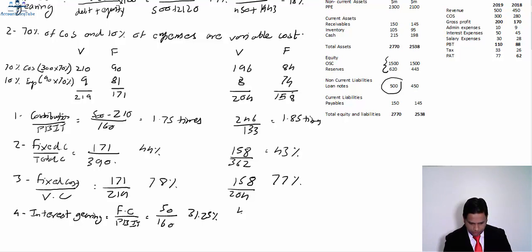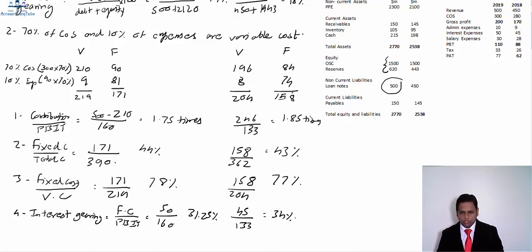Now doing the same for 2018, we have 45 of finance cost and profit before interest and tax was 133. Multiplying with 100 will give you 34%. Now the interest gearing has reduced, which doesn't mean that the interest payments have reduced. It means that the proportion of profits which we have generated by using that finance is way beyond the interest payments that we have to pay to the providers of finance. As a result, our interest gearing has decreased.